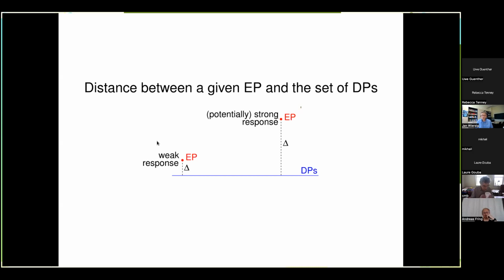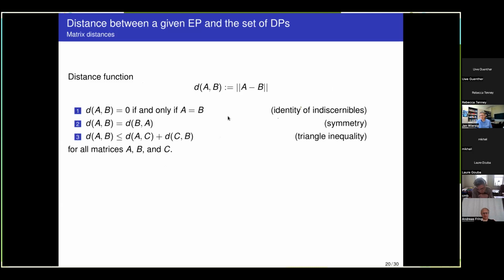Okay, now I want to look at the distance between a given exceptional point and a set of diabolic points. Let me explain what this means. I look not at the distance of exceptional points and diabolic points, but at the distance between the Hamiltonians corresponding to these situations. So I define a distance function in this very natural way. It's just saying the distance between matrix A and B is the matrix norm of the difference A minus B. It's textbook knowledge, of course, that this is really a distance, or a metric, because it fulfills these 3 properties, because of the properties of the norms.